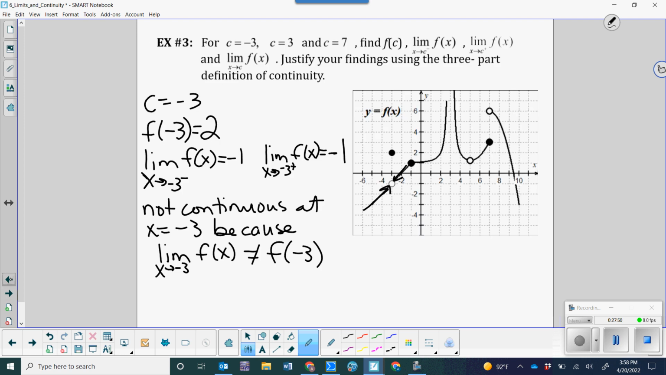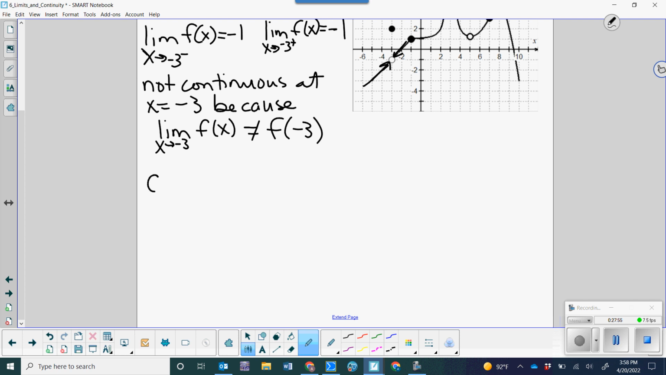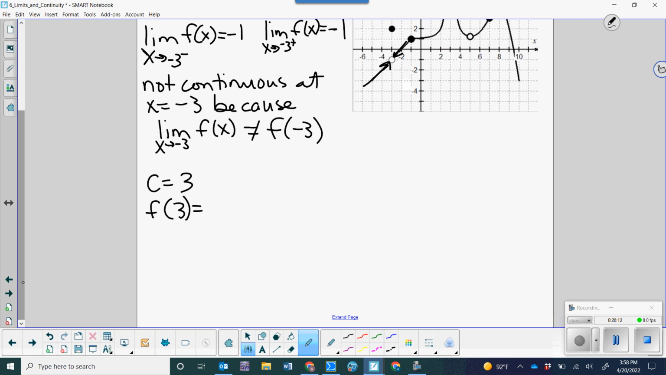We're supposed to do all the rest of these, so next we're going to do C equals 3. We go to 3 and we answer those three things. So f of 3, well, what is f of 3 if we look at this graph? There isn't anything at f of 3, so the function is undefined. Don't put an equal sign, erase the equal sign, and write the word undefined. You can't equal undefined, that doesn't make sense. So f of 3 is undefined.